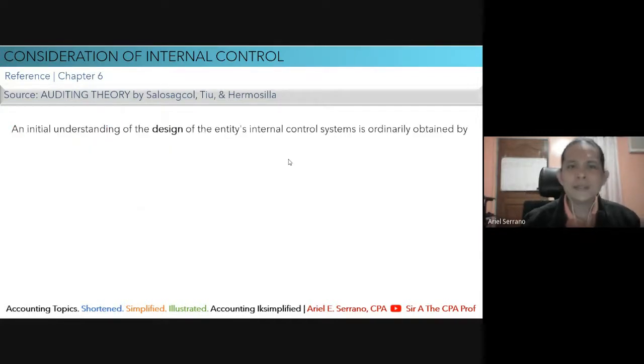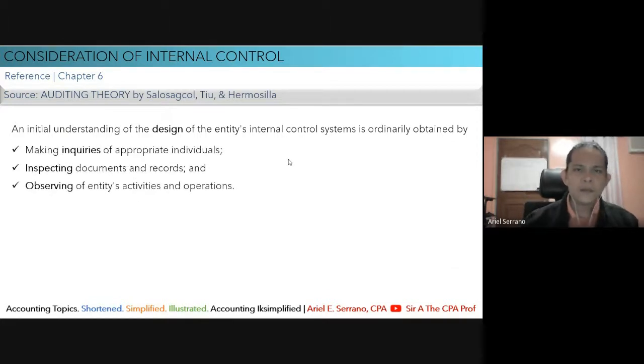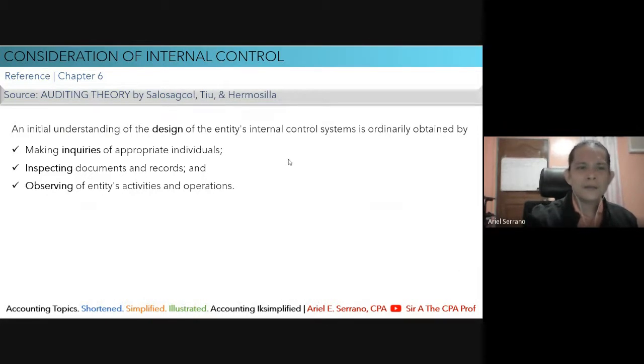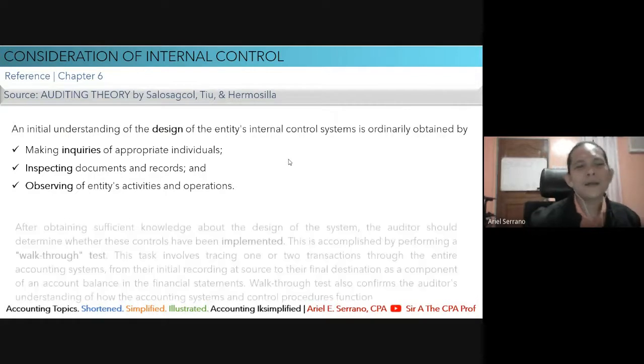Now, an initial understanding of the design muna tayo, of the entity's internal control system is ordinarily obtained sa pamamagitan ng mga sumusunod. Inquiry, inspection, observation. Pag inquiry, nagtatanong-tanong tayo. Okay, mamaya na yon. Pag inspection, meron tayong chine-check na mga documents and controls or na records. Pag observation, nag-observe tayo, nakikiramdam tayo. Okay? Pinapakiramdaman natin yung mga activities, yung operations.